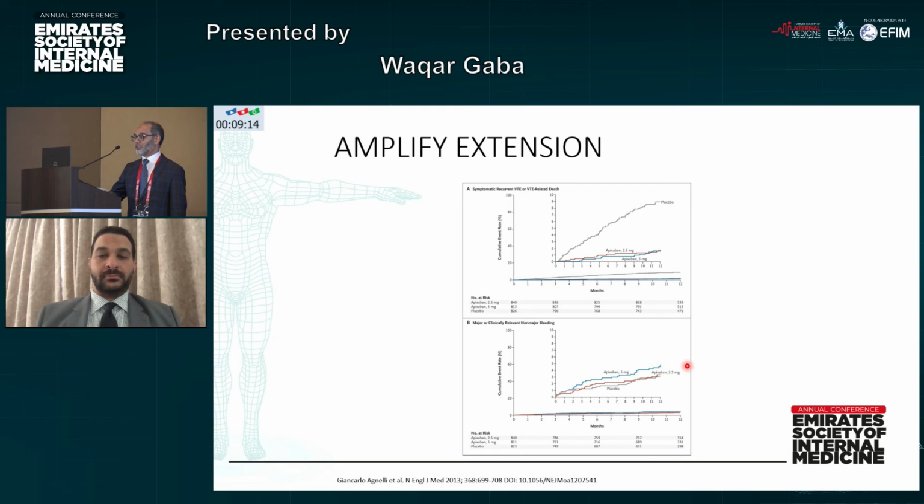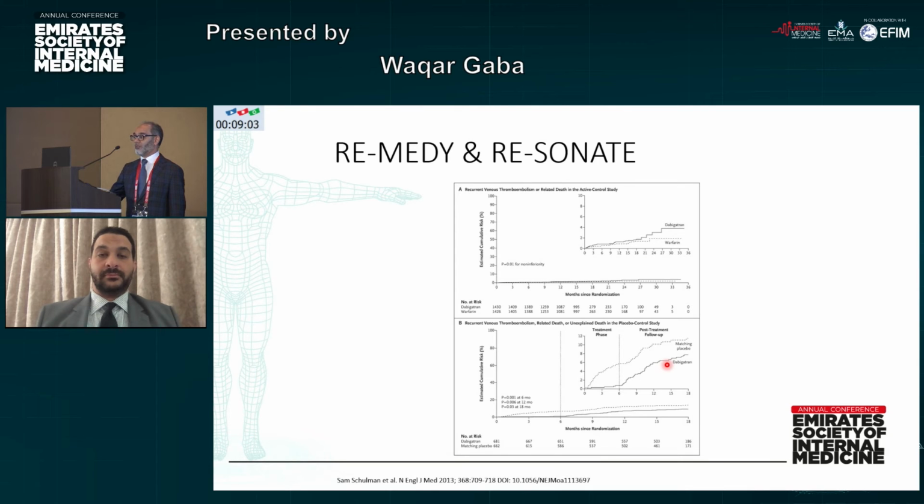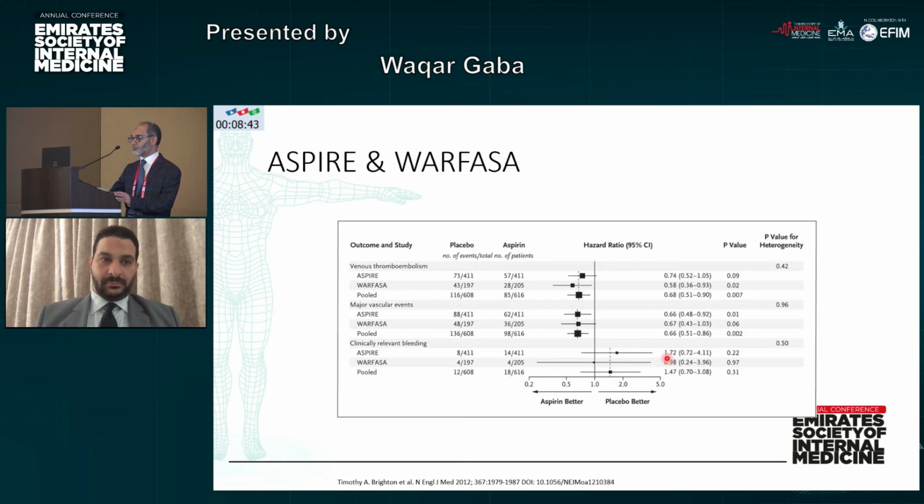So the Amplify Extension trial also looked into apixaban in the same way, with 2.5 milligram and 5 milligram, compared with placebo, and they found similar results as well. In the Remedy and Resonate trials, we saw dabigatran compared with warfarin, and dabigatran again compared with placebo, with very similar results. Not as dramatic as rivaroxaban and apixaban, but there was a trend showing that they would be beneficial as well.